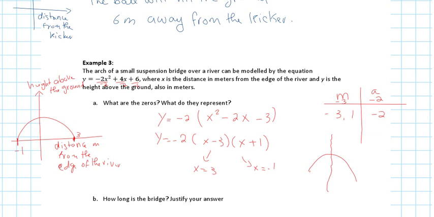Now, what does that mean? What do the zeros represent? They represent the distance from the river edge when the bridge is touching the ground.